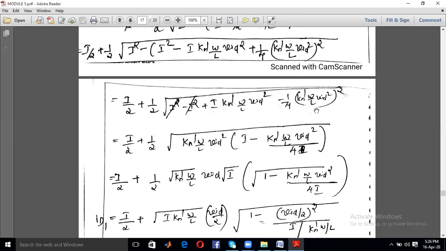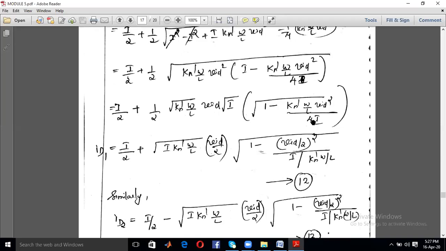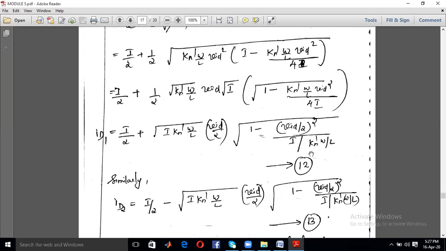Now just rearrange here. How I'm going to rearrange here is, I divided by, see this 4 into this kn dash into w by l I'll put in the denominator. And this 4 I will take to the numerator. So VAD square by 4 I can combine together in such a way that it becomes VAD by 2 the whole square. VAD square by 4, I can put it in a single term, that is VAD by 2 the whole square, whole divided by I, divided by this you can put in the denominator, that is kn dash into w by l.